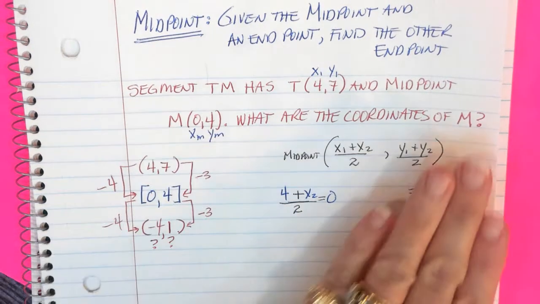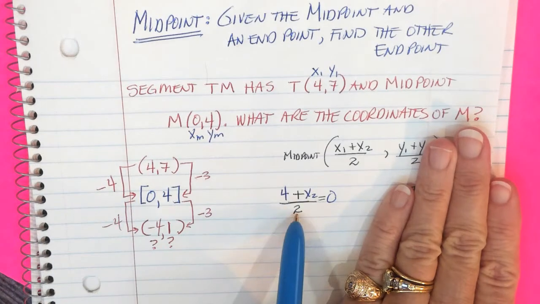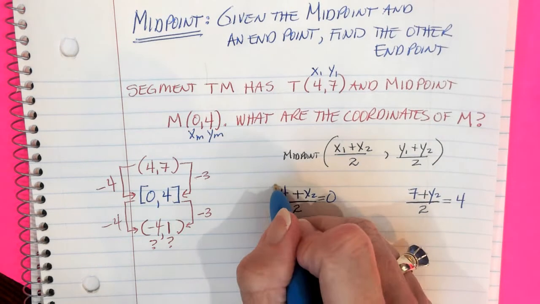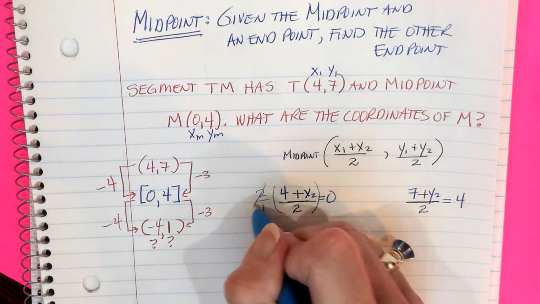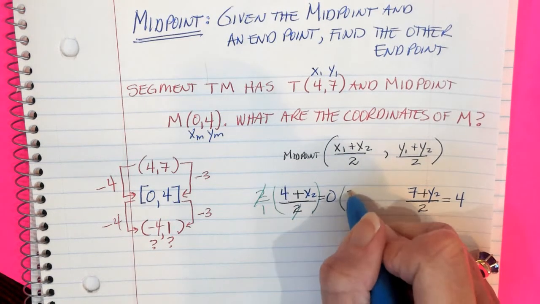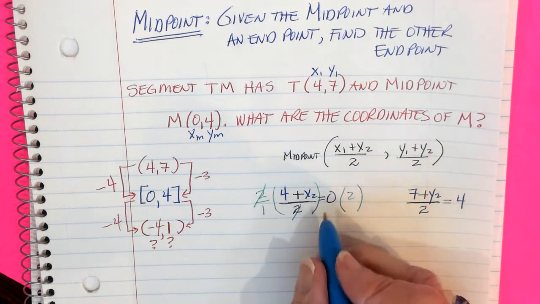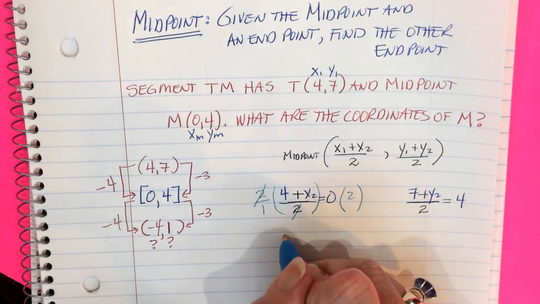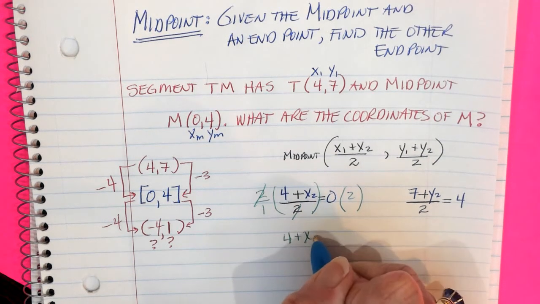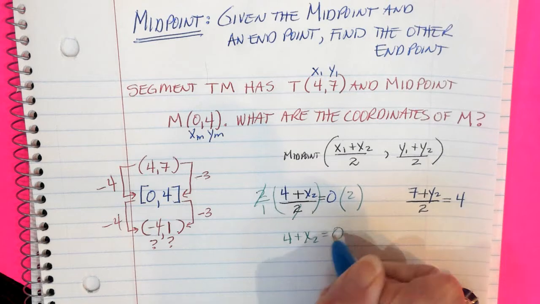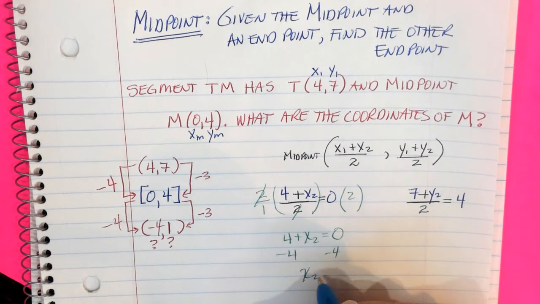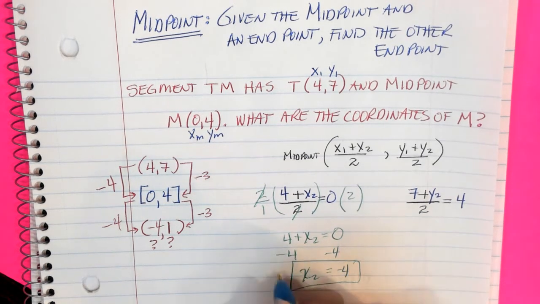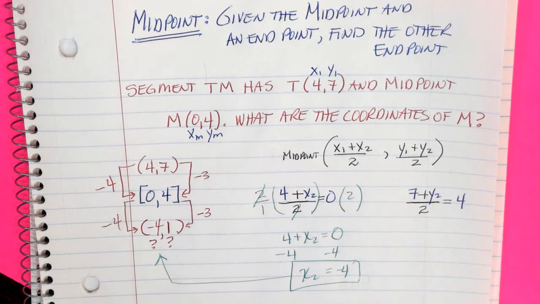Now remember, we're going to work one at a time. We're just going to work here on the left. I have to get rid of that denominator of 2 to be able to solve, so I multiplied this side times 2 over 1 to get it to cancel. What I do to one side of the equal sign, I have to do to the other. So I now have 4 plus x sub 2 equals 0. Subtract 4 from both sides, and I get x sub 2 equals negative 4. Well, we knew that because we had solved it over here.